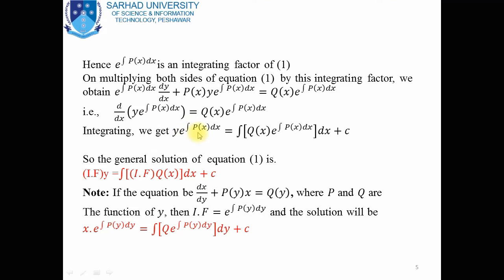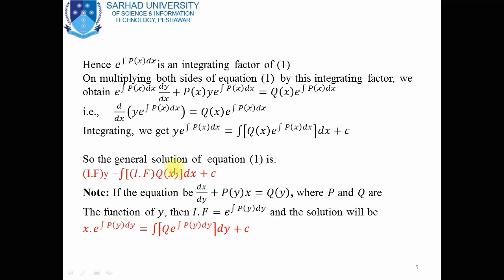power ∫p(x)dx is equal to the integration of q(x)·e^(∫p(x)dx) dx plus c. So the general solution of equation number 1 is this: this is the integral factor. Integral factor multiplied by the dependent variable is equal to the integration of the product of the integral factor and the q function with respect to x plus c.